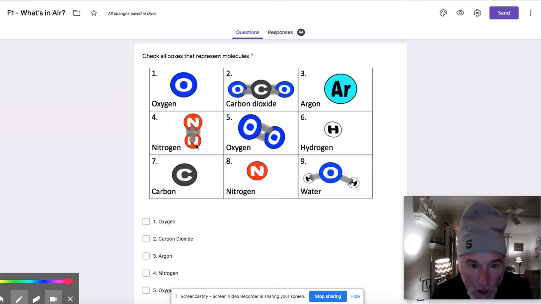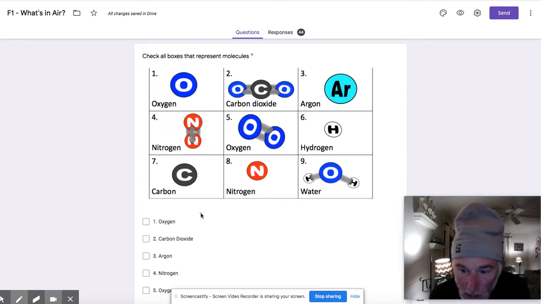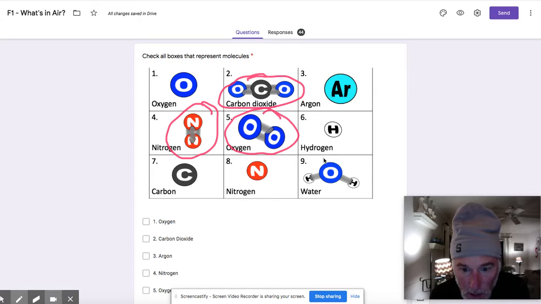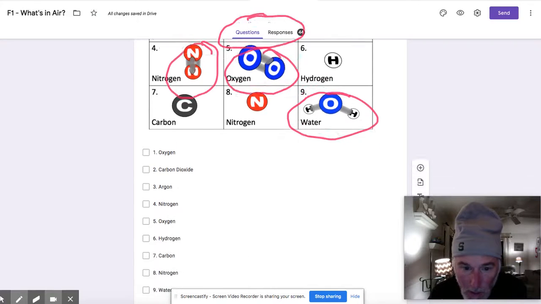All right, cool. So first question is check all boxes that represent molecules. I think a lot of you got this question correct. Some of you had a few outliers, but basically we know that the carbon dioxide is definitely a molecule. The nitrogen, which has 2 nitrogen atoms, is a molecule. The oxygen is a molecule. And this water is a molecule as well. So most of us got that right. I think a few people circled some of the other ones or clicked on the wrong ones. But if you check those boxes, you're good for that one.